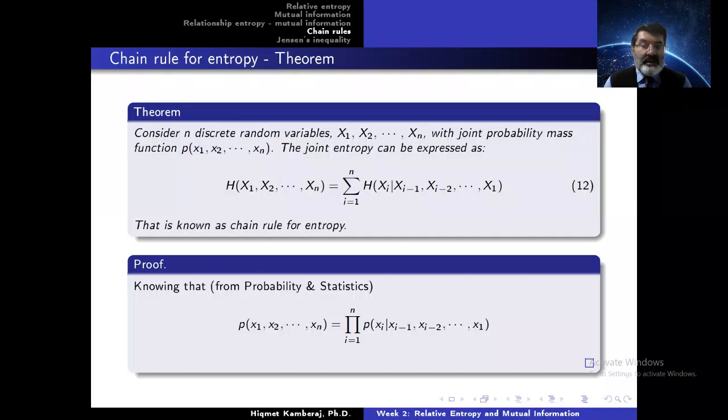Now, since this is a theorem, we can prove it. For this, we use a formula known from probability and statistics, which says that the joint probability mass function of x1, x2, up to xn, which are all discrete random variables, is equal to the product over i from 1 to n of conditional probabilities p of xi conditioned on xi minus 1, xi minus 2, and so on down to x1.